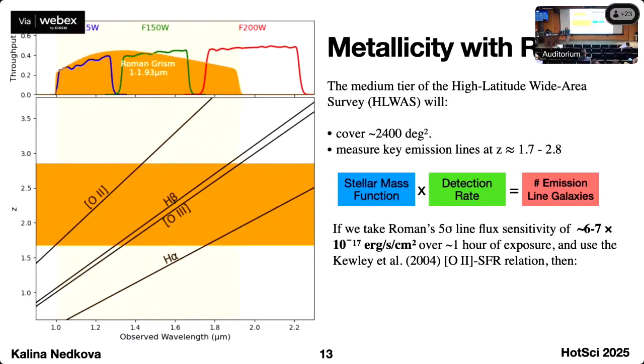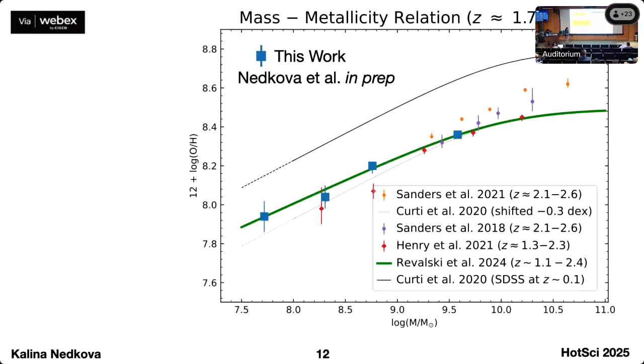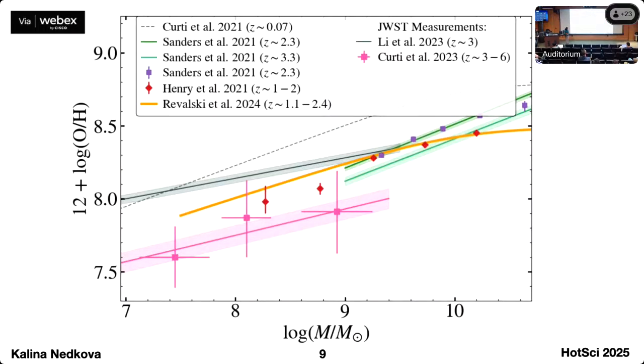Yeah, great talk. I wanted to know if you can mention again how you explain the difference between the previous results that show a flattening of the relation and your results that don't show this flattening. Where the difference might be.